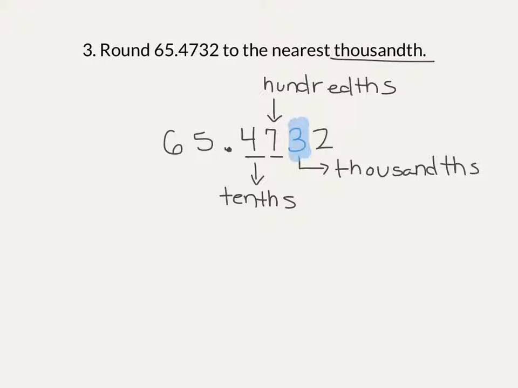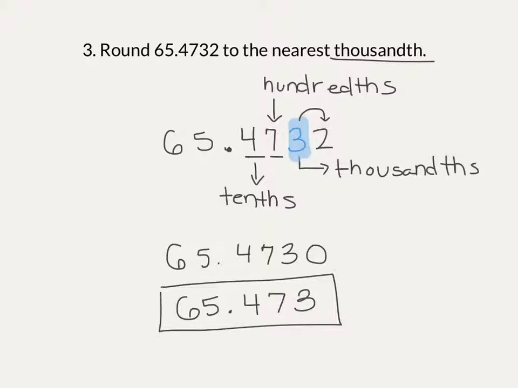Now that we know that the 3 is in the thousandths place, we'll look to the digit to the right of the 3, which is a 2. Since 2 is less than 5, we're going to keep the 3 as is and then turn all numbers to the right of that digit to 0. So we have 65.473. Now we can add a 0 here, but since this is a decimal, the 0 isn't needed in the last place. So we can write this as 65.473. And that is our final answer.